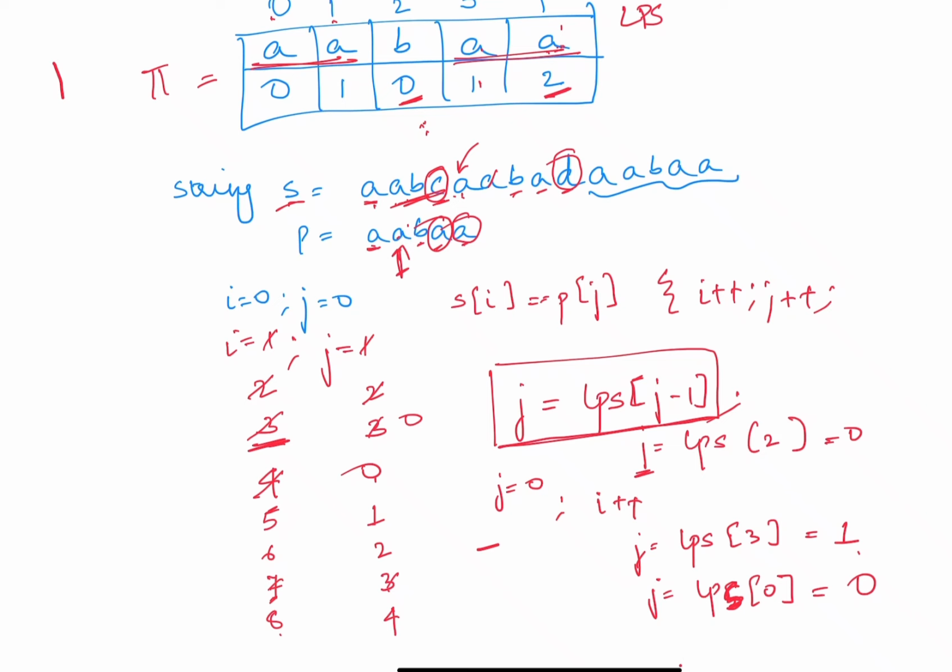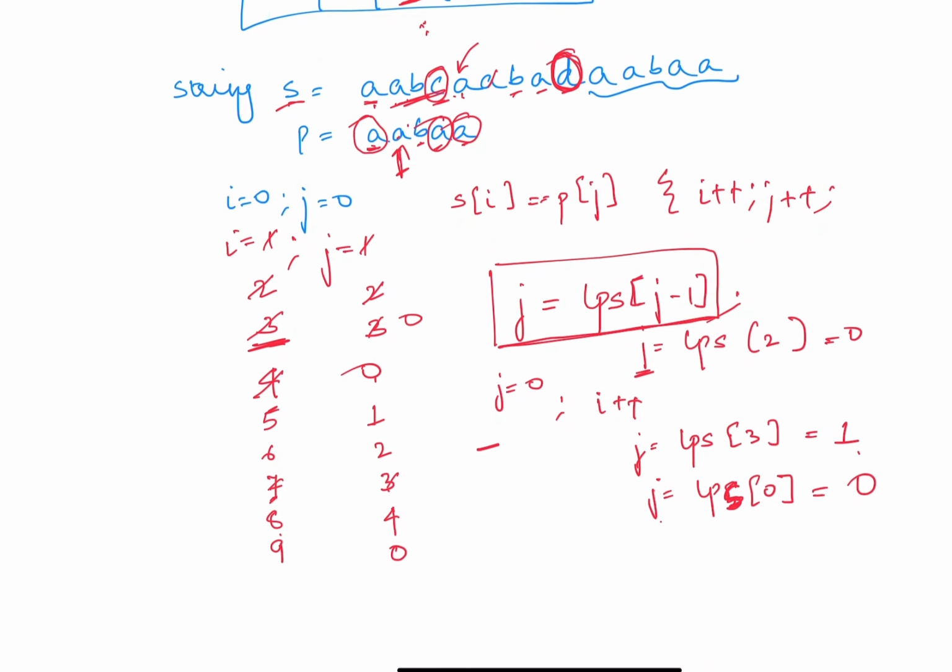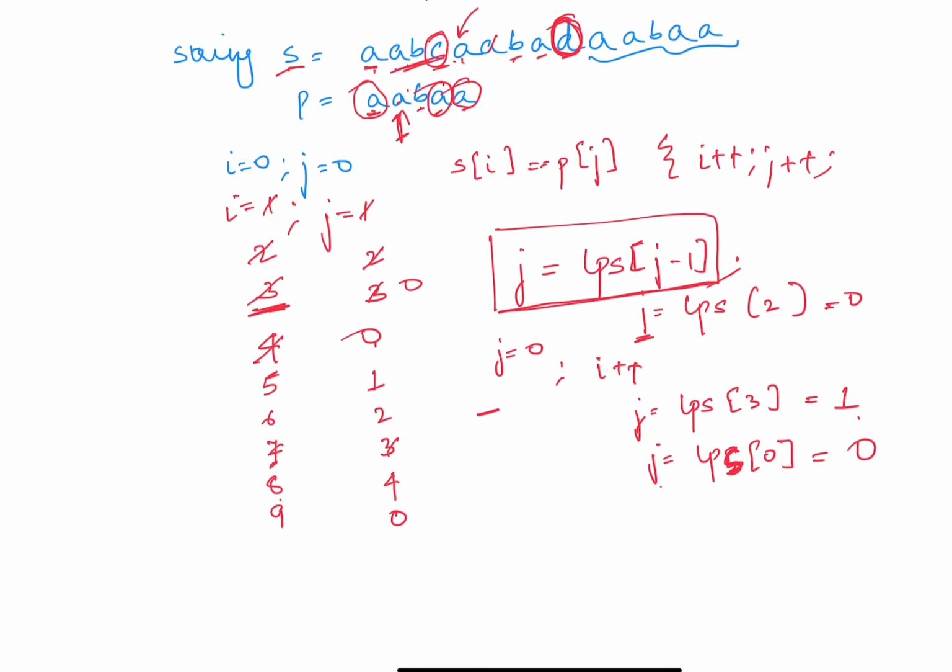Okay. So we are again going to match. Does this pattern of j and S of i match? No, they don't match. And at this point our j is also 0. So what we are going to do is, we are going to increment i. So i has now become 9. Okay. Now i is 9 and j is 0. Again start a match. A and A. Does this match? Yes, it matches. Increment both.